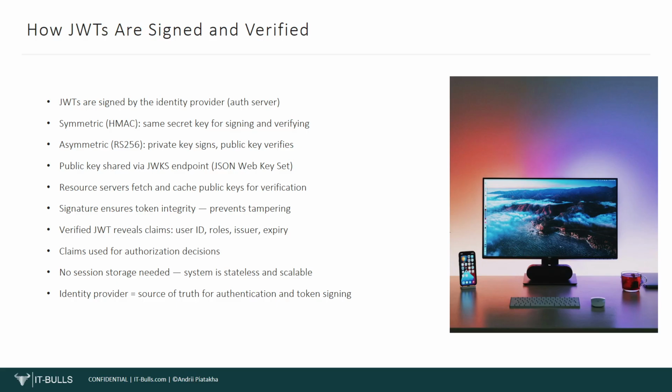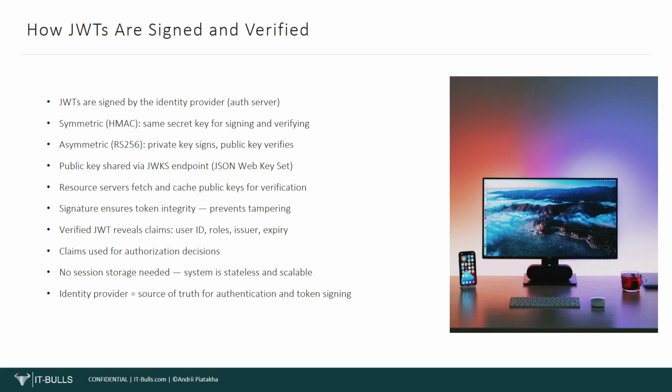In the symmetric approach, the same secret is shared between the identity provider and the resource server. But this can pose security and scalability challenges, especially in distributed systems. That's why, in practice, we often use asymmetric encryption. In this case, the identity provider uses a private key to sign the token, and the resource servers use the corresponding public key to verify its authenticity.